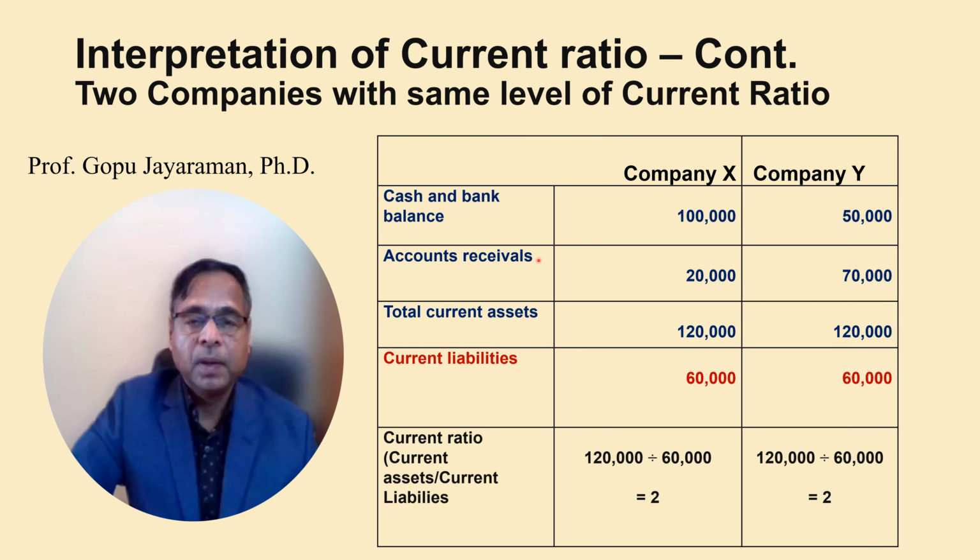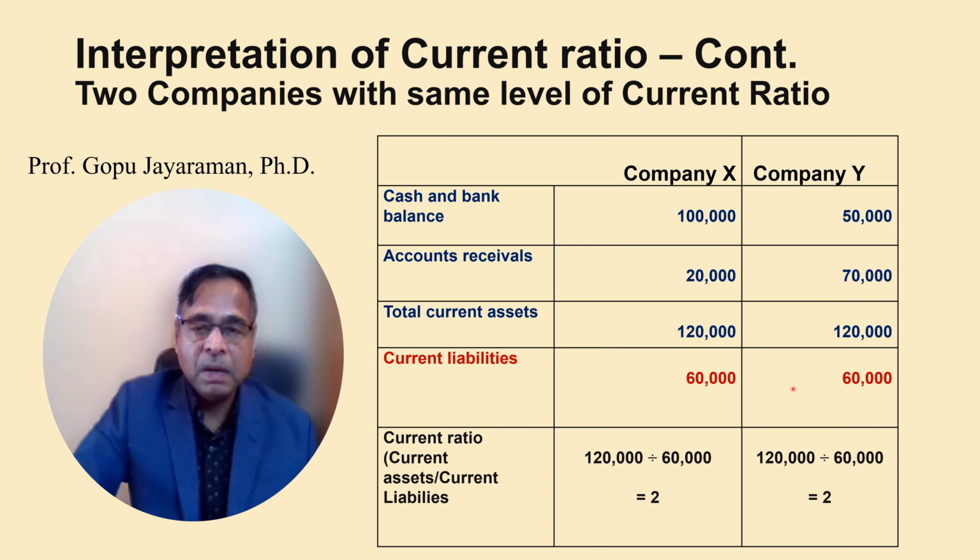Now let us see two companies with the same level of current ratio, company X and company Y. Both companies' current ratios are at the same level. That is 2 here, here also 2. The current ratio is the same because the proportion of current assets to current liabilities of these two companies is at the same level. But when you see the elements of current assets, you can see the cash and bank balance of X is 100,000, whereas Y is just 50,000.